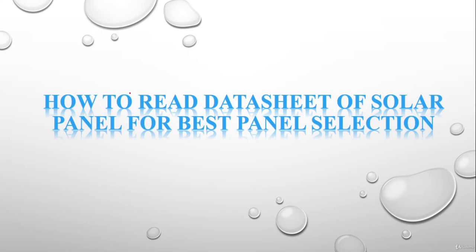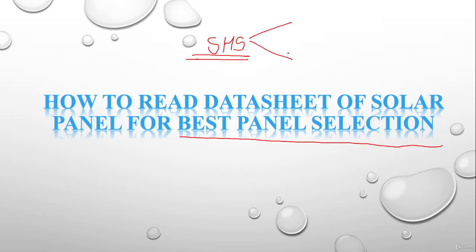How to read the data sheet of the solar panel for best panel selection. Basically, whenever we are choosing the solar panel for designing of the solar home system, it is quite important how we are selecting the solar panels. What are the important points available from the data sheet? What points do we have to note down for the further designing of the solar home systems?